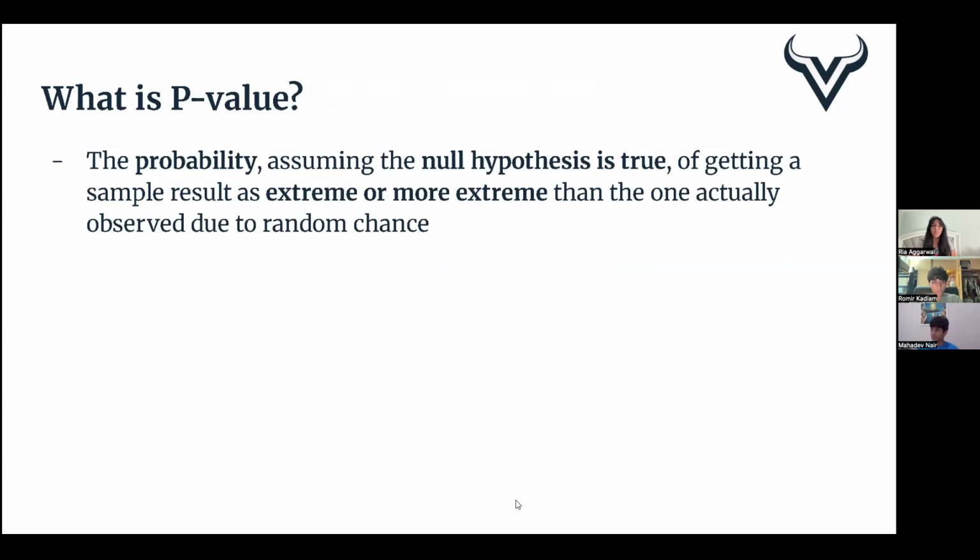So now we're going to talk about what p-value is. P-value is the probability, assuming that the null hypothesis is true, of getting a sample result as extreme or more extreme than the one actually observed due to random chance. In other words, p-value is a number that helps you figure out if something you observed in the data is likely by chance or is it real.